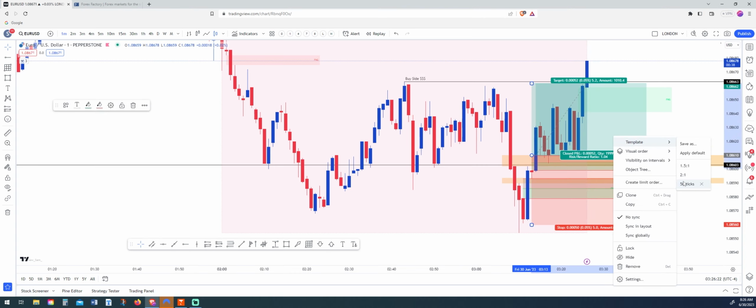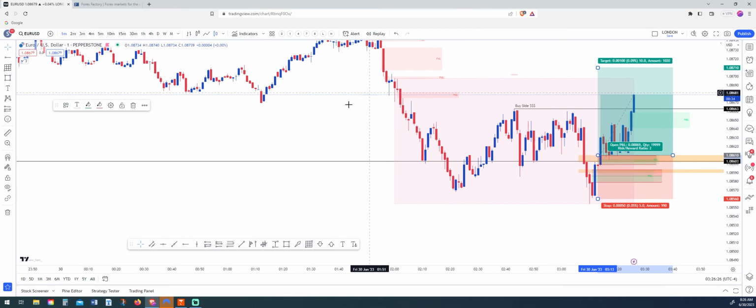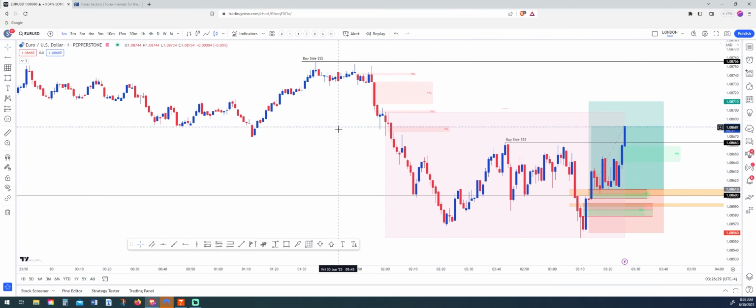Let's just see if we get a 2 to 1. I like to monitor the 2 to 1s, see whether we should have held. It'll take us over the session high and buy side. Ultimately up there.